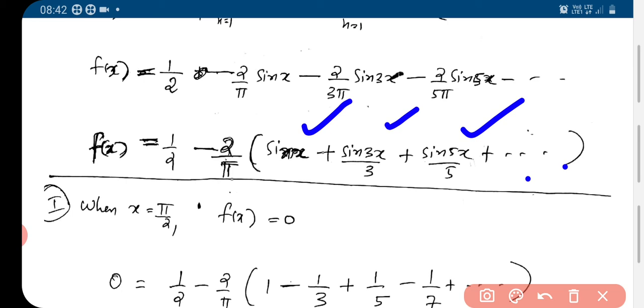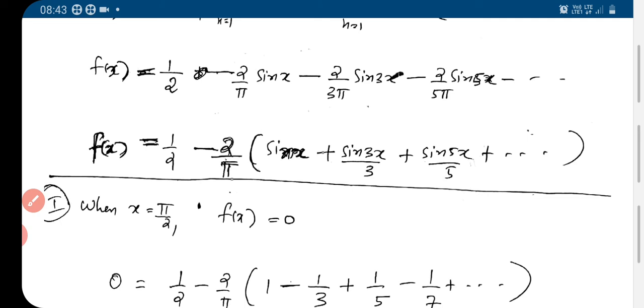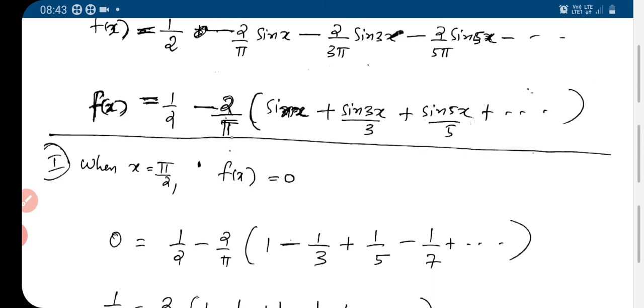We have got the Fourier series expansion of f of x. See, f of x contains a sum of sine functions: sin x, sin 3x, sin 5x, like this. What this means is if you add half and then minus 2 by pi times the sum of the sin x, which will be varying like this, or similarly sin 3x, which will be varying like this with a period one third of this, then sin 5x, if you add all this, we are getting f of x. So this is what the Fourier series is telling us.